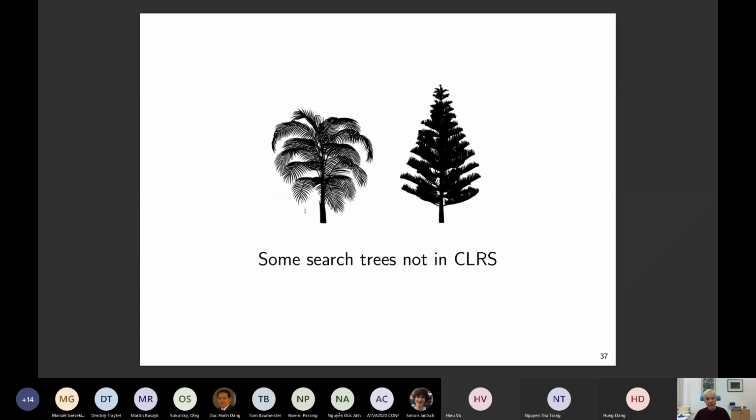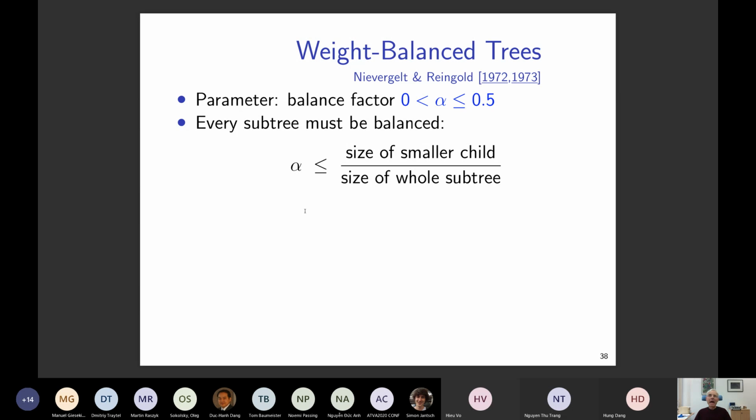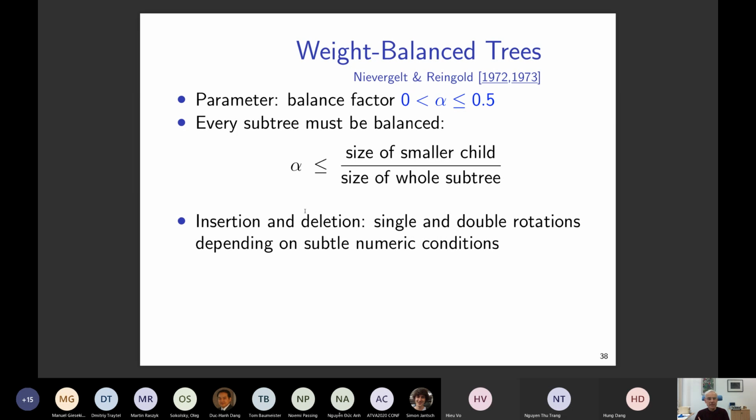Now I want to mention two search trees which I find quite interesting. The first one are so-called weight balanced trees, and they go back to the 70s. They are defined like this. You have a parameter, the balance factor between 0 and 1/2, and that essentially tells you how different in size the two children of a node are allowed to be. The smaller the balance factor, the more different in size they can be. If the balance factor is 1/2, then basically half of the nodes must be in one subtree and the other half in the other subtree. They can't be very different in size. So you take the number of nodes rather than the height of the subtree as the balancing measure. Insertion and deletion work as for other search trees. You use single and double rotations depending on subtle numeric conditions on the sizes of the subtrees.